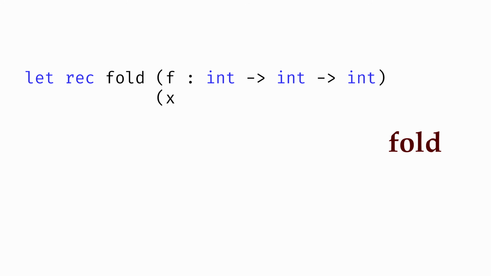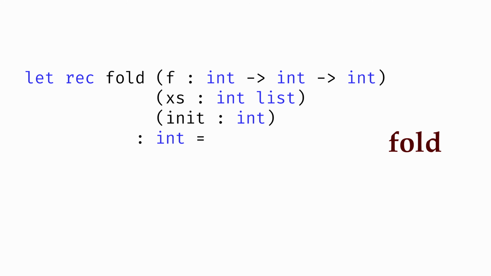Next, we'll need the list of elements to process, which is an int list. But finally, remember that we'll also need an initial value for the accumulator, which will just be an int. The return type of this whole call to fold will be the final value of the accumulator, which will also be an int. So what goes in the body of the function? We'll start by matching our list of values. If the list is empty, then we're starting by returning whatever the initial value for the accumulator should be.